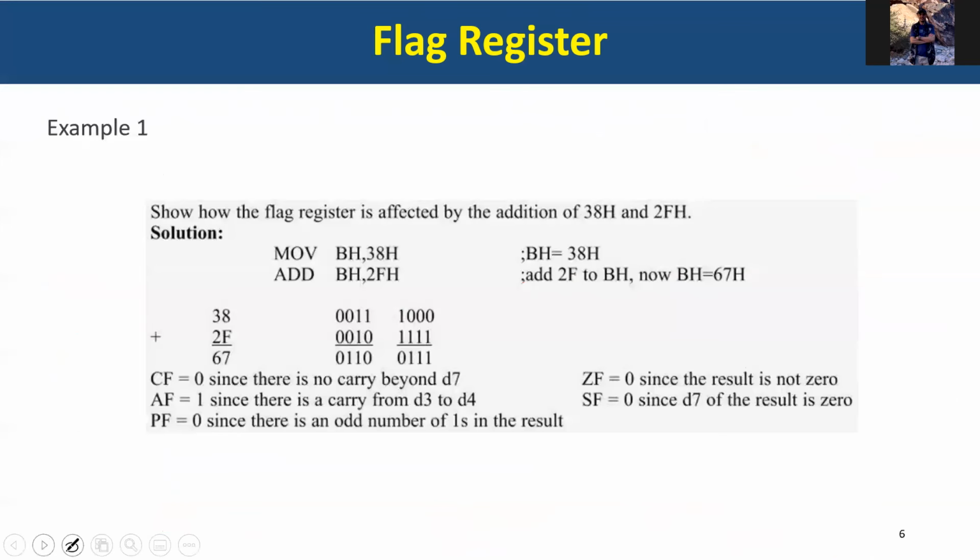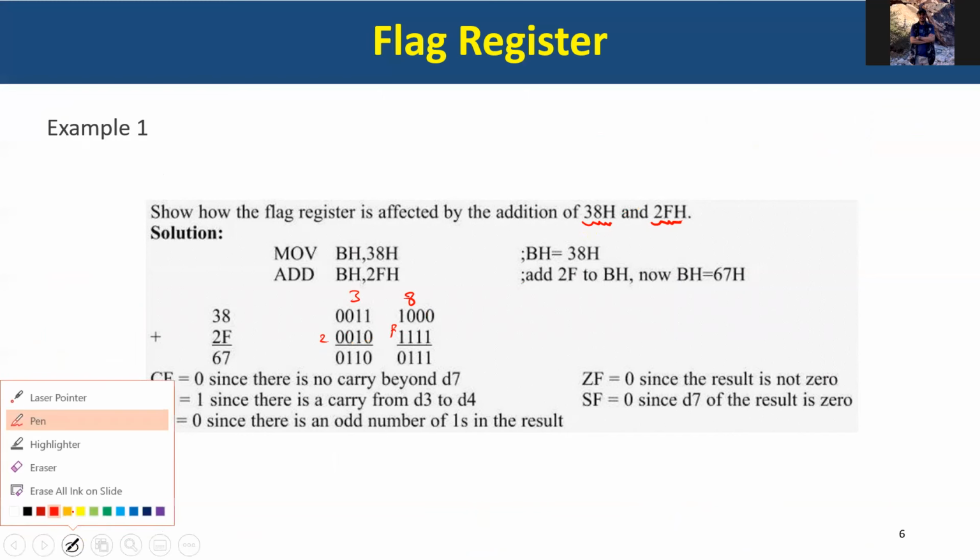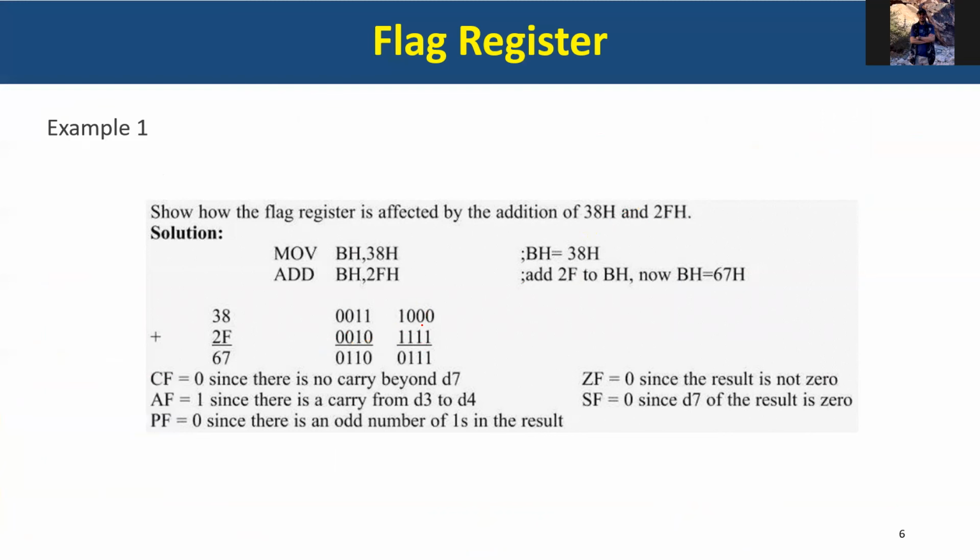Okay, let's see examples. Here is example number 1. We are adding 38 hexadecimal to 2F hexadecimal. 38 is just 3 and 8 here, and 2F is 2 and F here. Let's clear first, and let's do the addition, because this is an add operation.